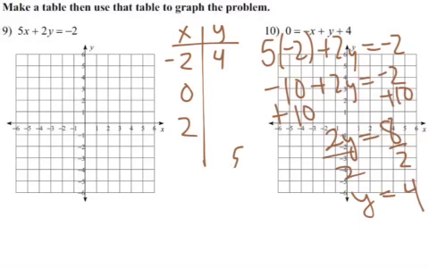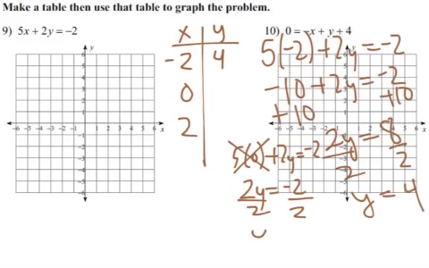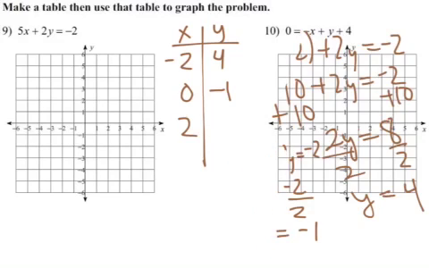With 0, we already know what 5 times 0 is going to be, right? So 2y equals negative 2, because that eliminates. Divide by 2, y equals negative 1. Okay. Now let's take a look at the positive 2.